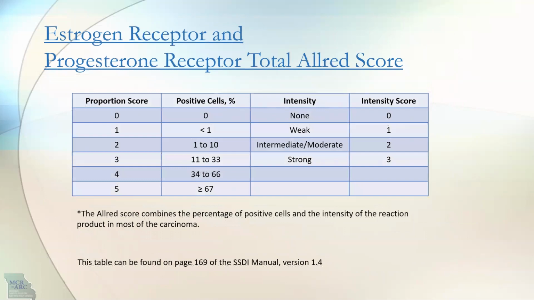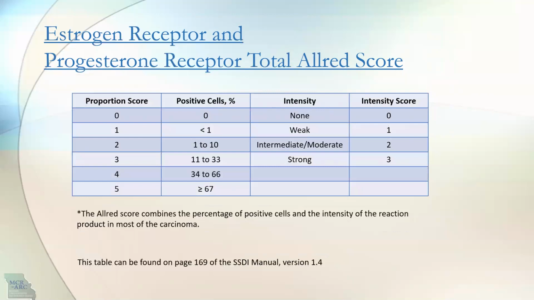This is from the SSDI manual, page 169, and the NAACCR SSDI webinar from 9/24/18. To calculate the Allred score, you must have the proportion score, which can be calculated based on percent positive, and the intensity score. This must be provided by the pathologist. Example: the patient's tumor is 72% positive for hormone receptors. Based on this table, 72% has a proportion score of 5. Intensity is strong, which is a score of 3. Your Allred score is 8. 5 plus 3 equals 8.